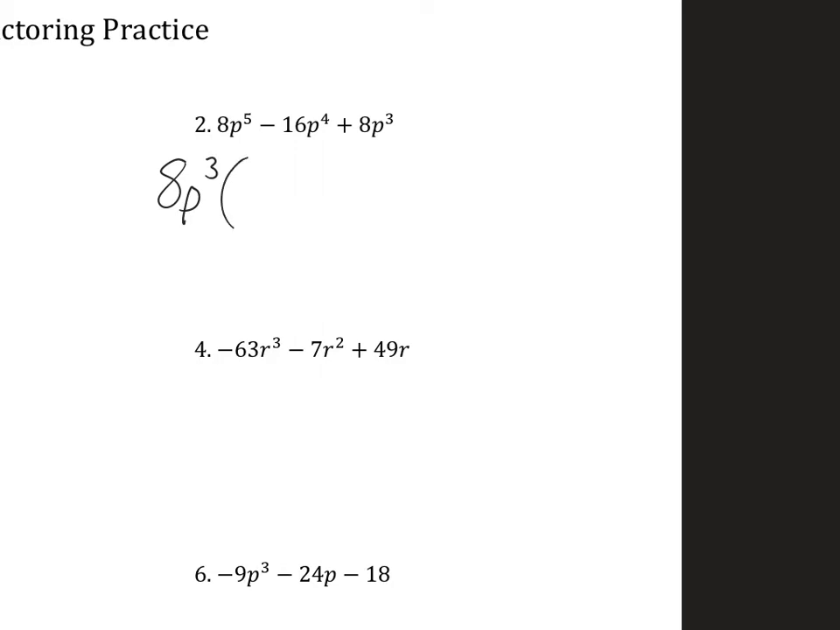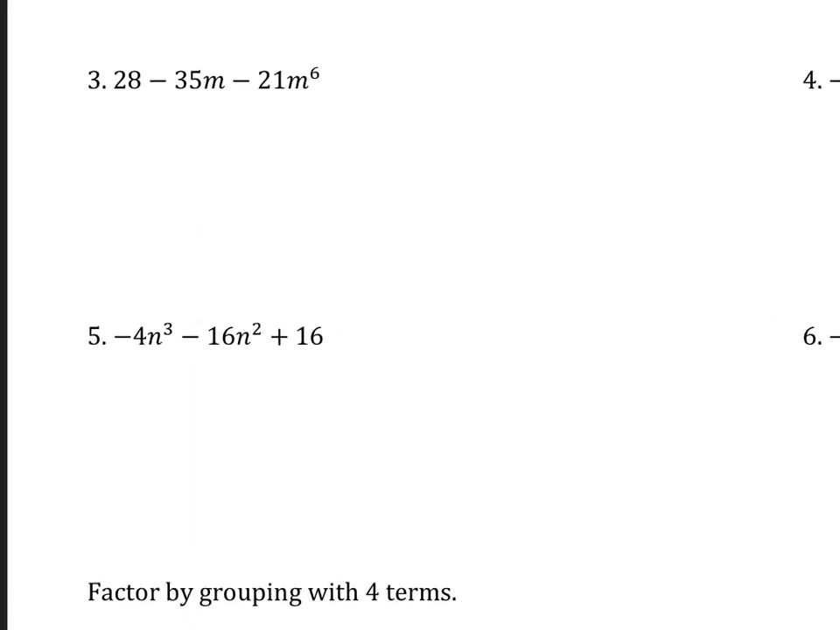8 divided by 8 is 1, so I'm not going to put anything. I had 5 p's. I took 3 away. That leaves me with 2, so p squared. Minus 16 divided by 8 is 2. I had 4 p's. I took 3 away. That leaves me with 1. Plus 8 divided by 8 is 1, so I'm not going to write anything right now. I had 3 p's. I took 3 away, so that leaves me with no p's, so I'm going to go ahead and write that 1. All right, go ahead and try out the next one.